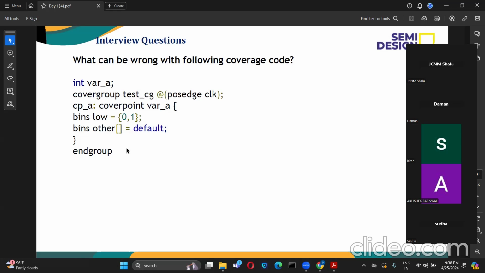So it means that all the remaining bins come to default. We should not use the default because, if you see, in one bin we have 0 and 1, only 2 values. If you write default like this, the other bins will have int, meaning 32-bit data, so 2 power 32 number of combinations. It is writing 2 values in the low bin, and 2 power 32 minus 1 will be assigned here.